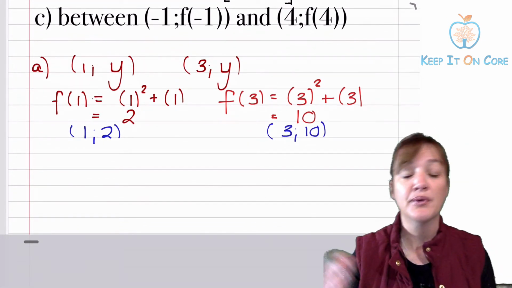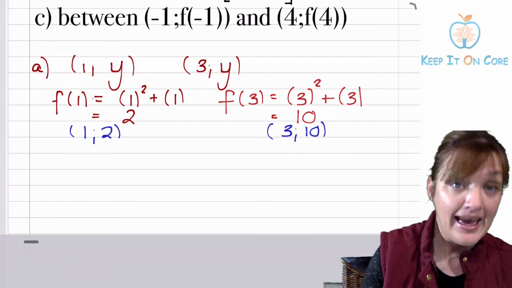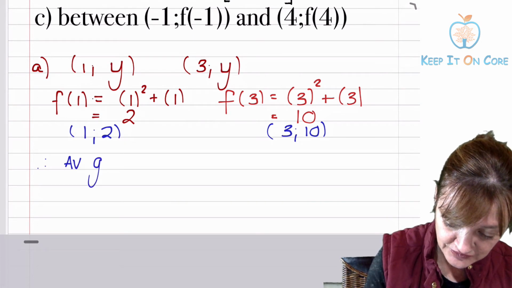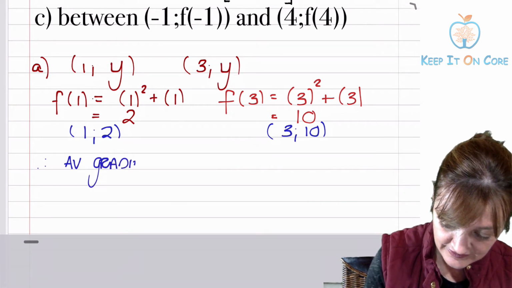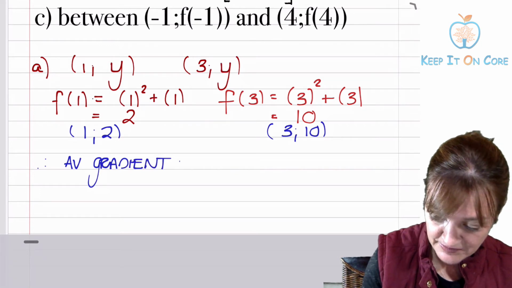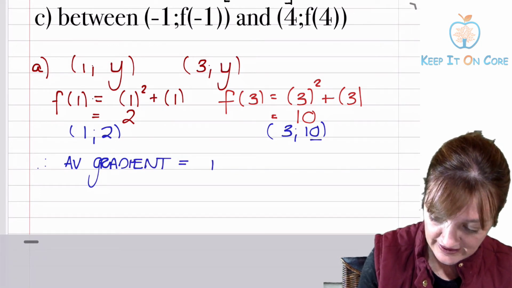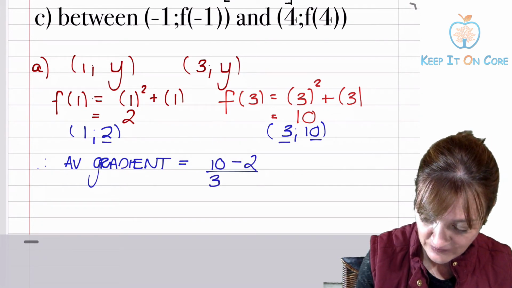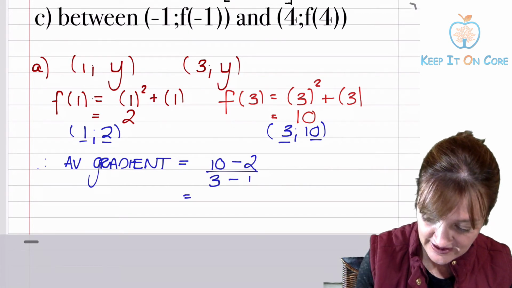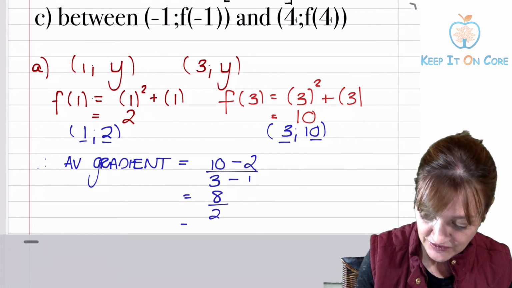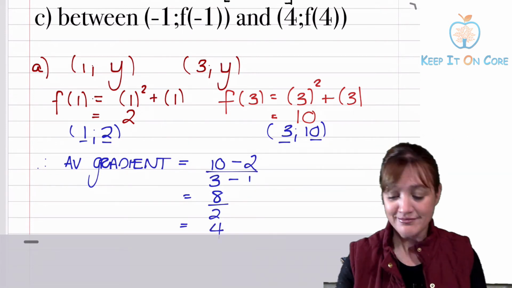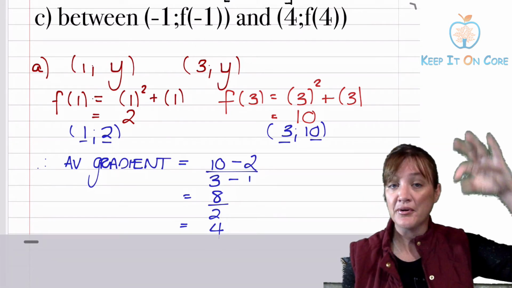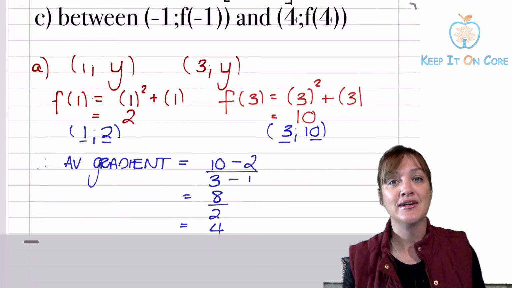Now that we've got both the coordinate points, to find the average gradient, we say therefore the average gradient from point A to point B is going to be y1 minus y2 over x1 minus x2. I'm getting 8 over 2, which is giving me 4. So the average gradient of the line, which is slicing through your parabola at the point where x is 1 and x is 3, is an average gradient of 4.